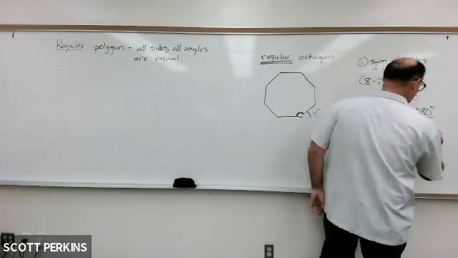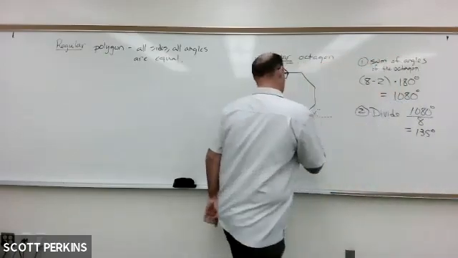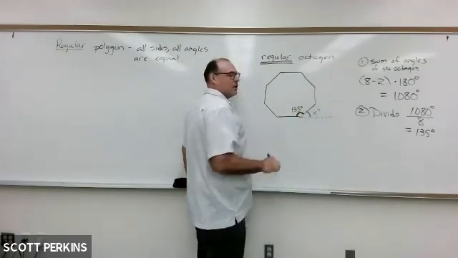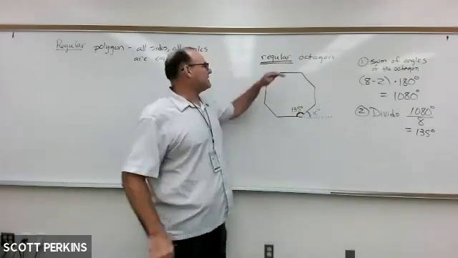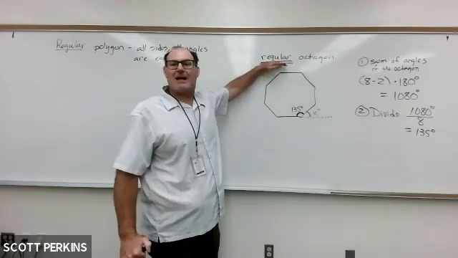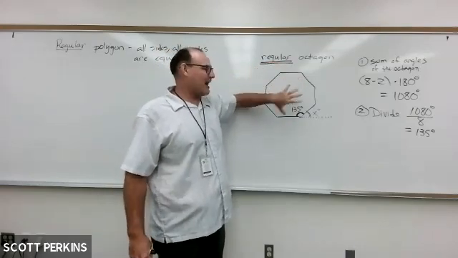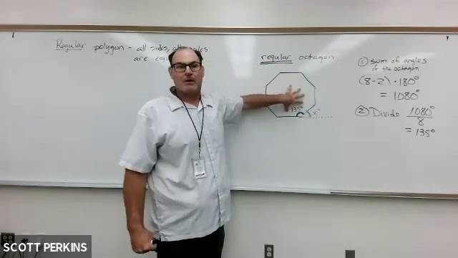135? So that means this angle right here is 135 degrees. Now I just want to reiterate, the only reason we can do that is because I told you it was a regular octagon. If I didn't tell you that, then we'd have no way to figure out what each individual angle is. They have to be equal for me to divide it up.